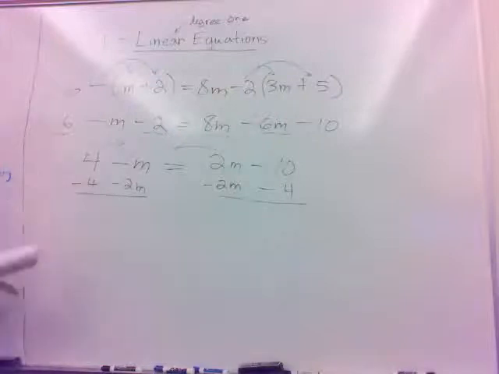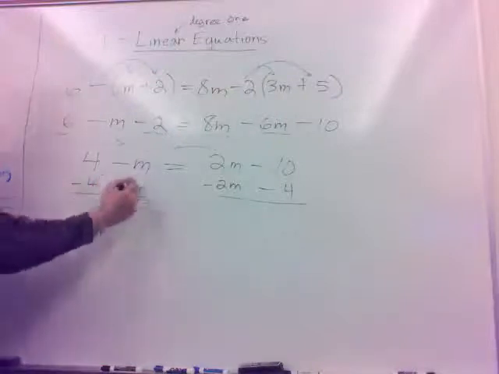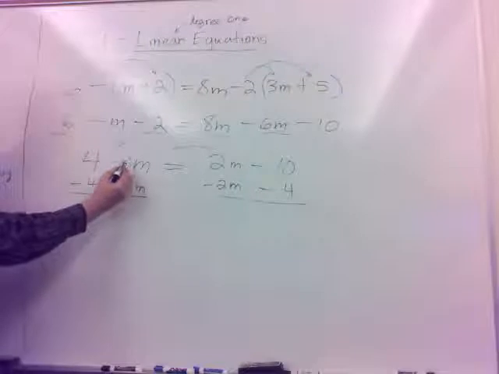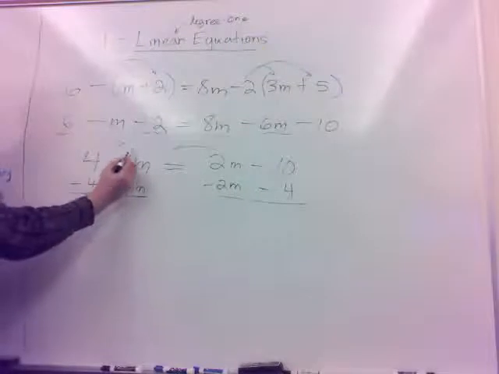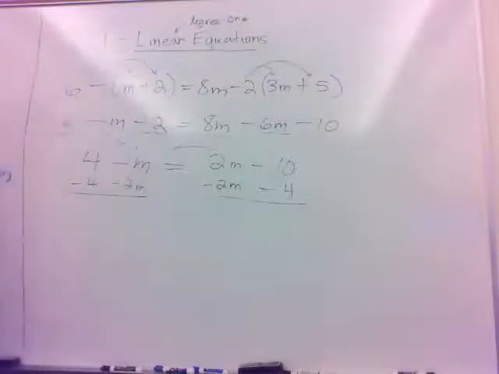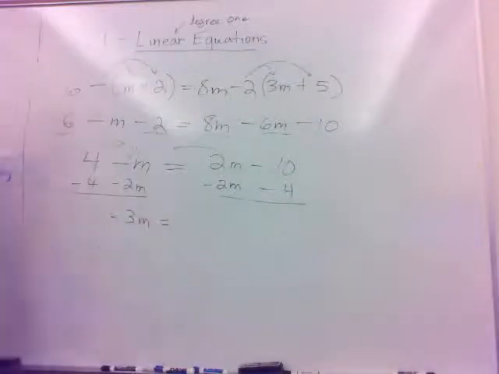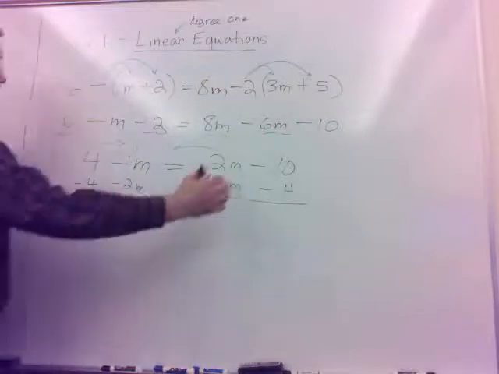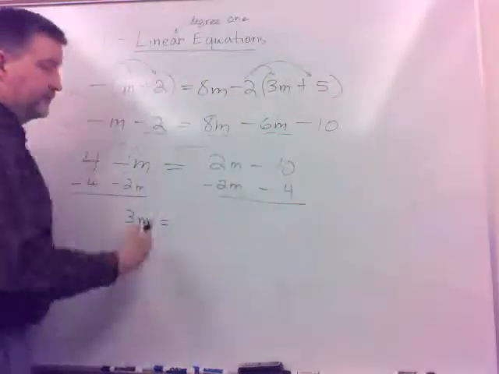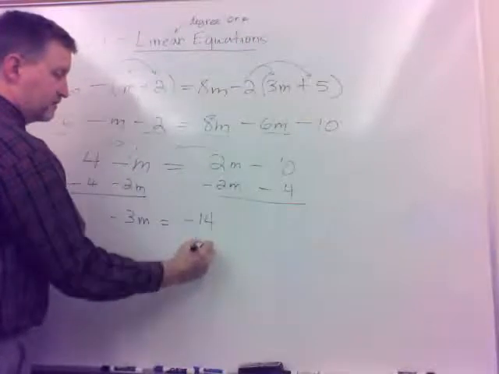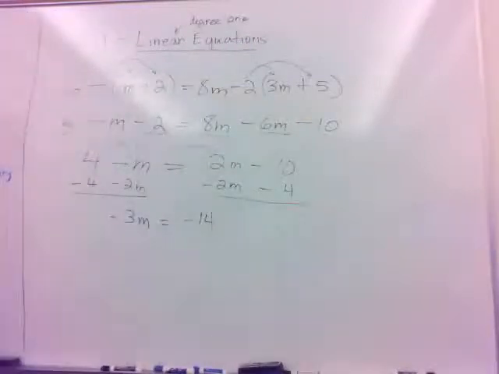4 minus 4, that's 0. Minus m minus 2m. Now again, be aware there's a coefficient there of minus 1. So I have a minus 1, minus 2, that'd be a minus 3m. So the left side, all that's left over is a minus 3m. Over here, 2m minus 2m, that's 0, but then I have a minus 10 minus a 4, that's a minus 14, isn't it?